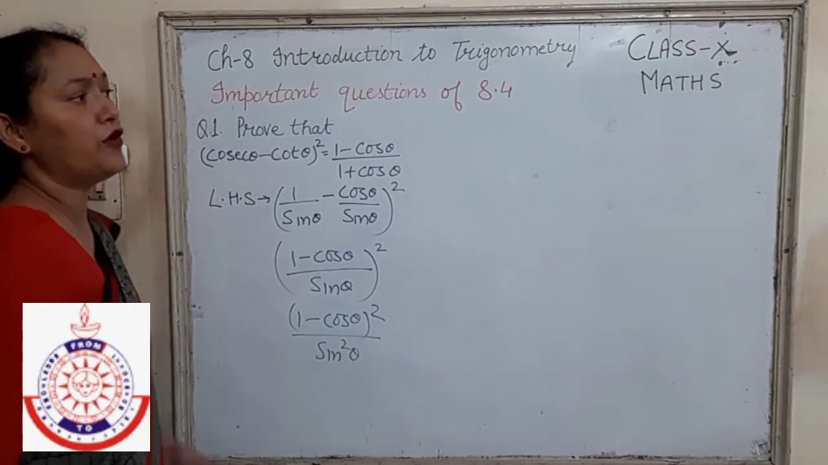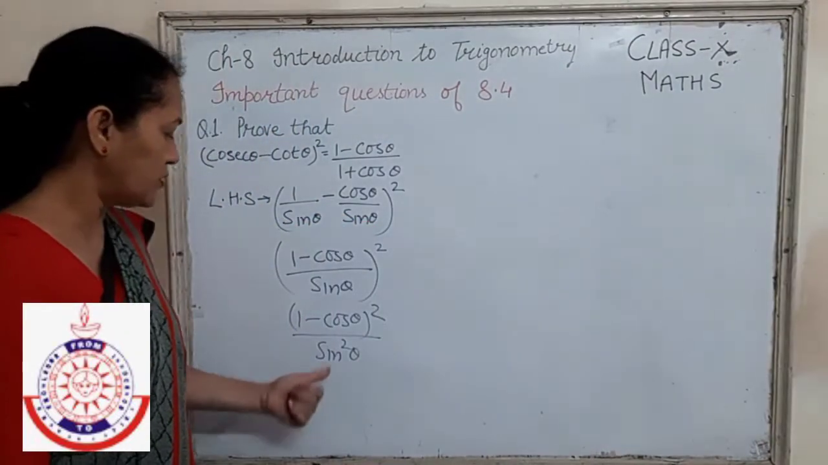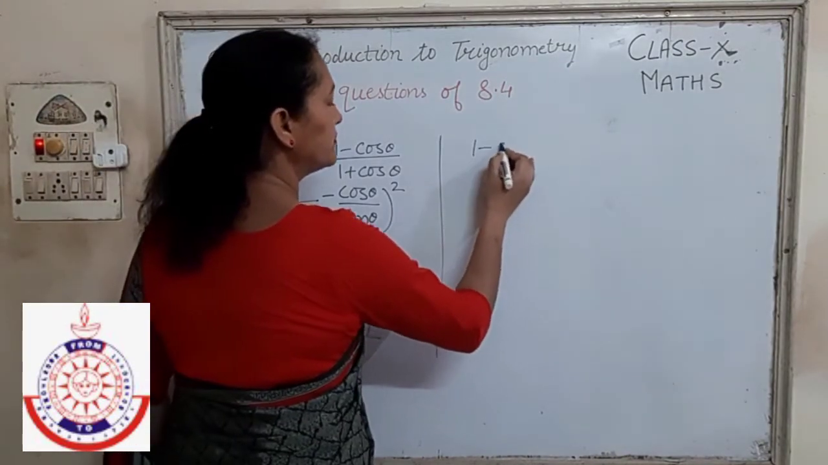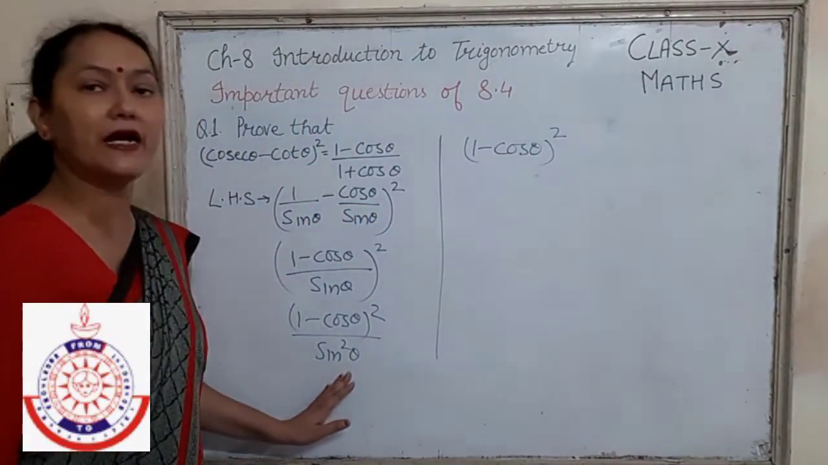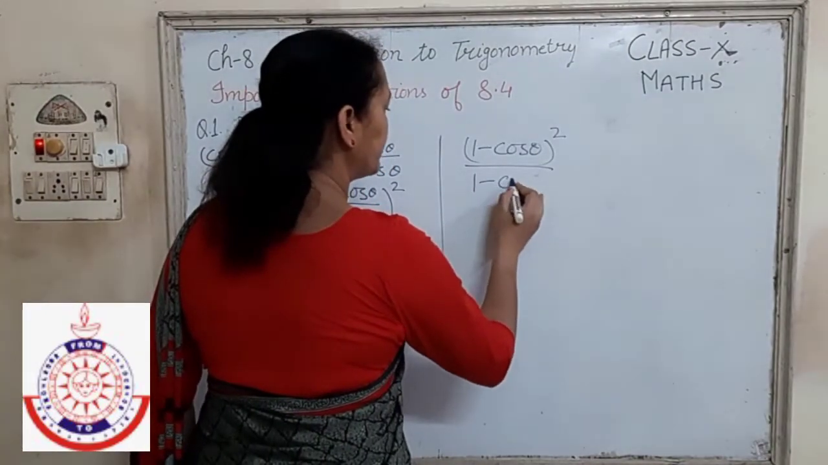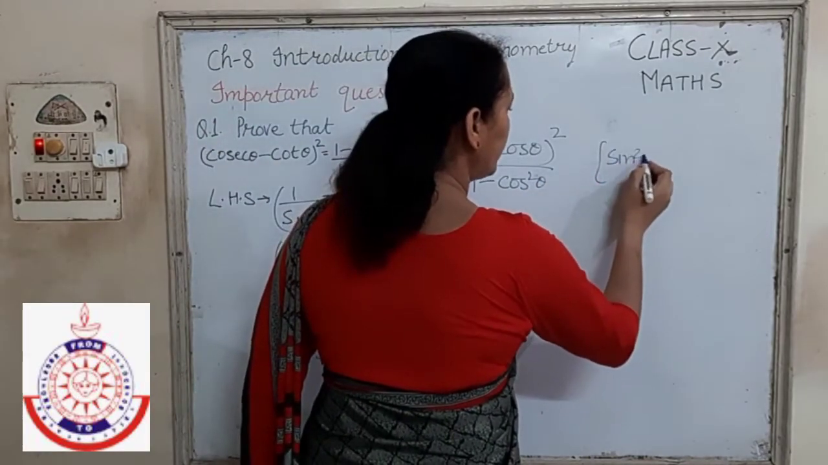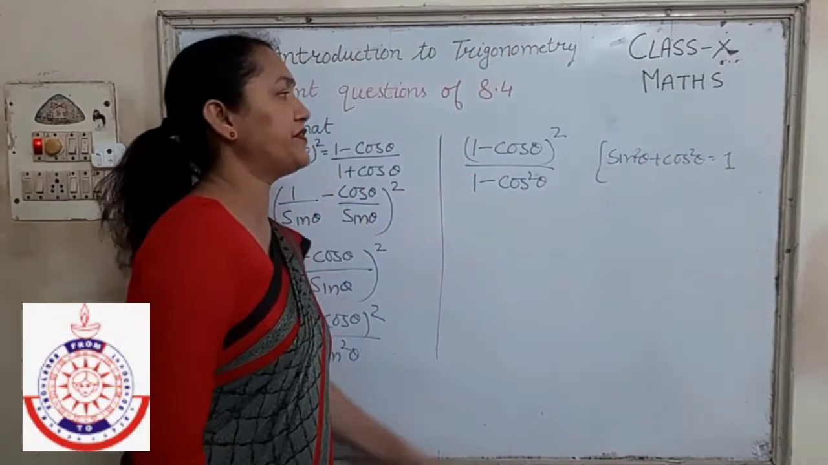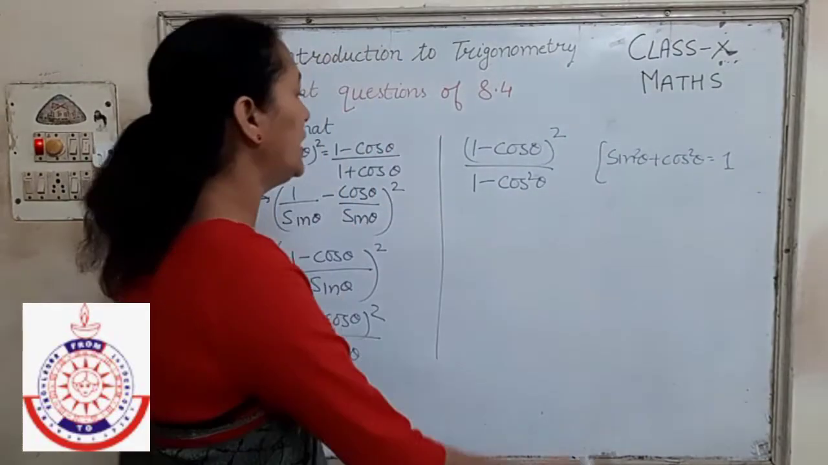sin square. Now, from the first identity, cos square theta plus sin square theta equals 1. So, sin square would be equal to 1 minus cos square theta. This is 1 minus cos theta whole square. In place of sin square theta, we will be writing 1 minus cos square theta using the first identity. This I have written from sin square theta plus cos square theta equals 1. I have shifted cos square to that side. So, I have got sin square theta equals 1 minus cos square theta.